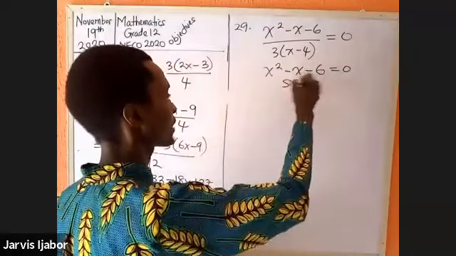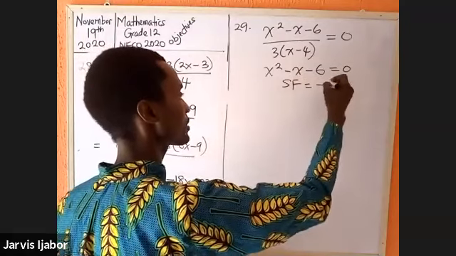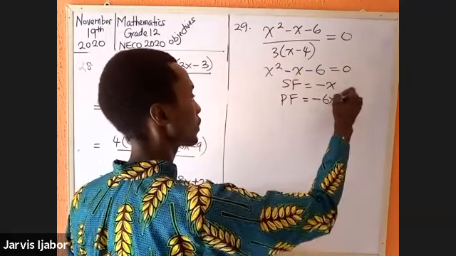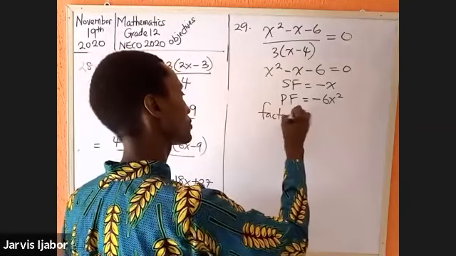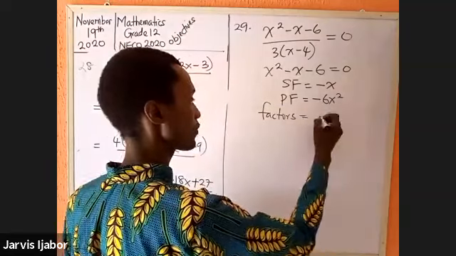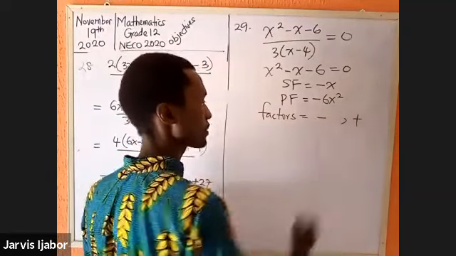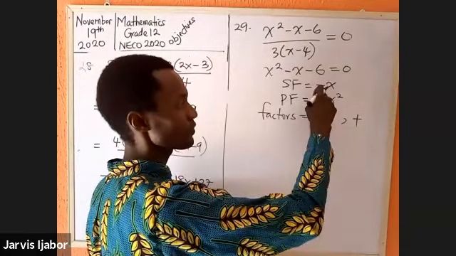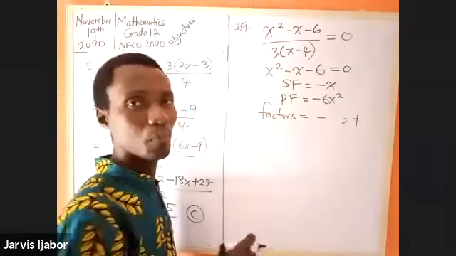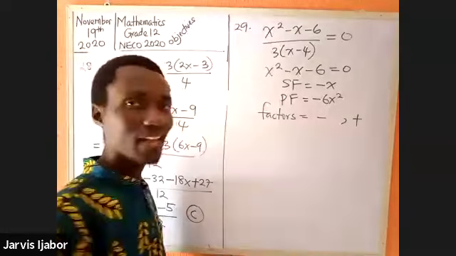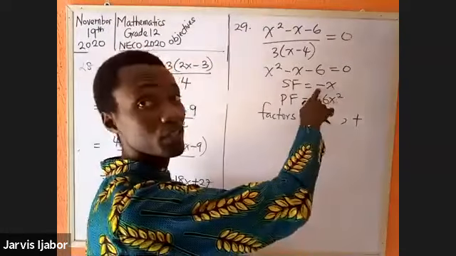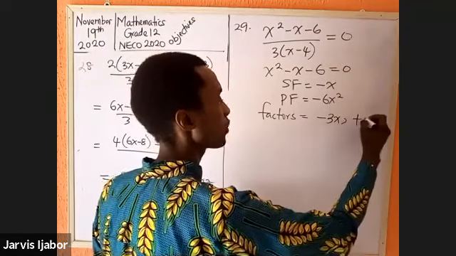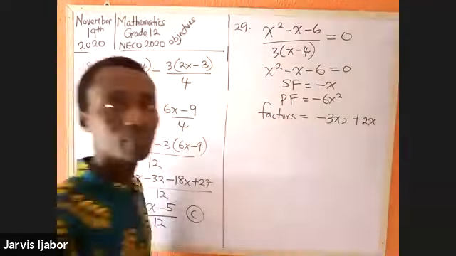So I go with my technique again: sum of factors, negative x; product of factors, negative 6x squared. My factors, because this product is negative, one will be negative and one will be positive. Because the sum is negative, the negative will be greater than the positive. Something else I need to consider is the magnitude of the difference, which is very small. So this will likely be 3x and negative 2x.